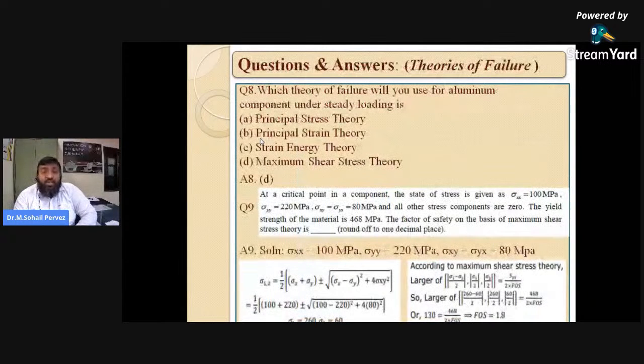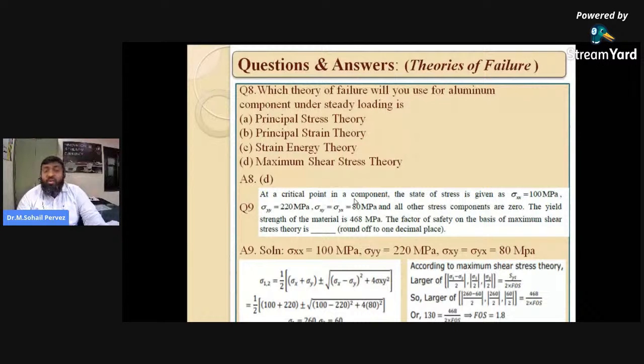Again, based on theories of failure, which theory of failure will you use for an aluminum component under steady loading? Principal stress theory, principal strain theory, strain energy theory, and the last one is maximum shear stress theory. As we have repeatedly told in yesterday's lecture, for ductile material, the only faithful results would be of maximum shear stress theory. So here the answer would be D, that is maximum shear stress theory. Now question number 9.